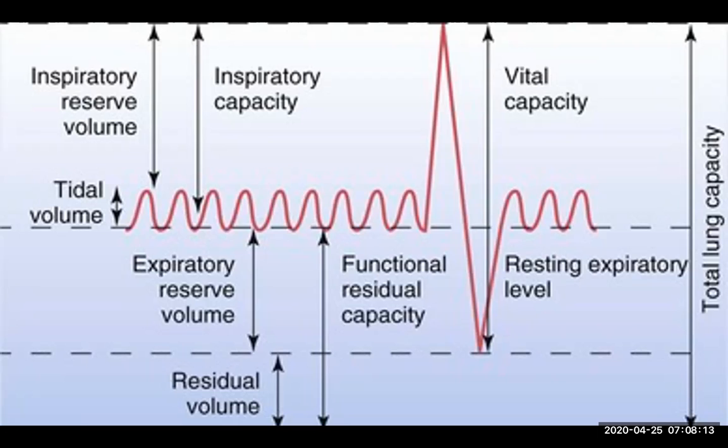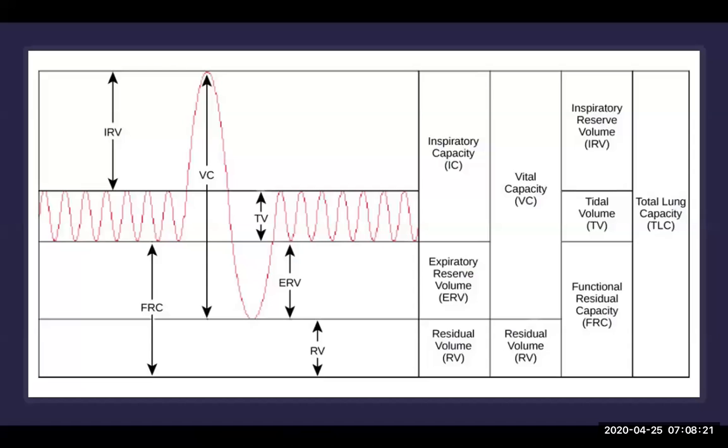Total lung capacity is your vital capacity plus your residual volume. Functional residual capacity, FRC, is the calculation of ERV, expiratory reserve volume, plus RV. And you can see other pulmonary capacity calculations on page 115 of your lab book as well.